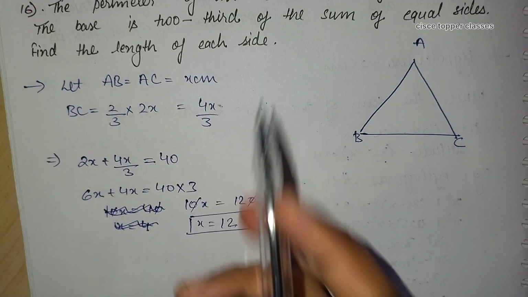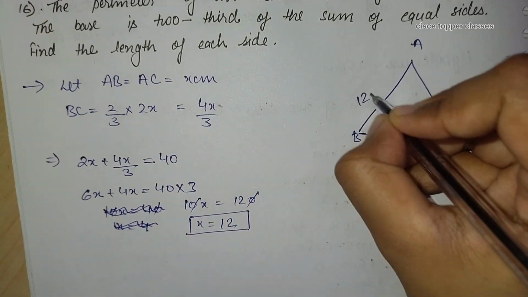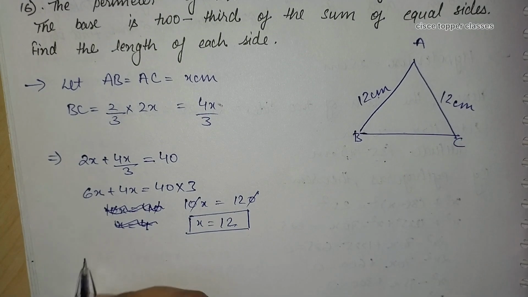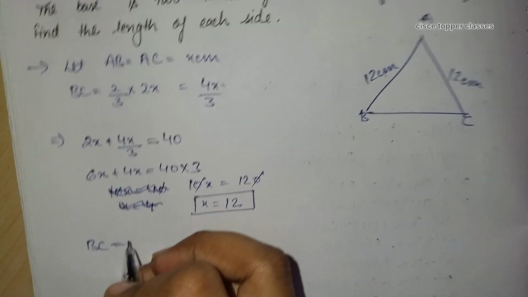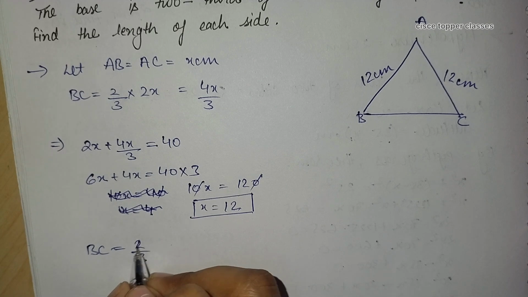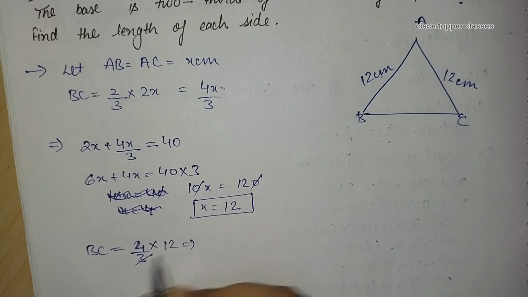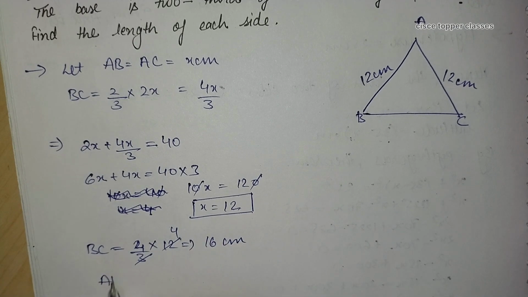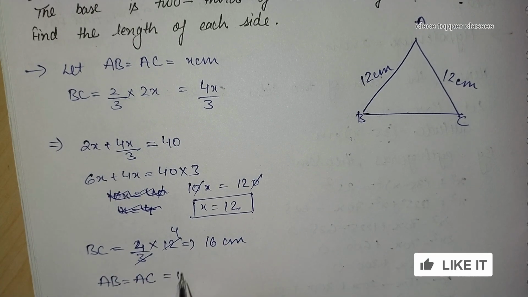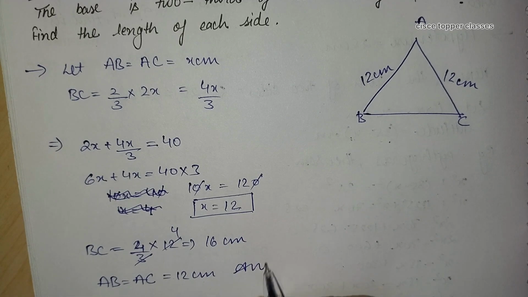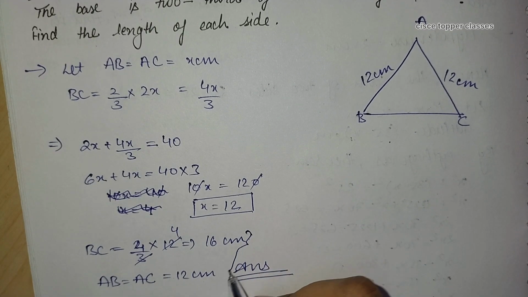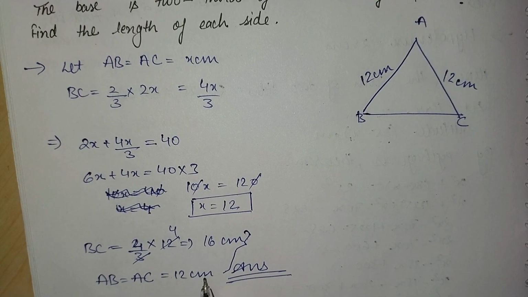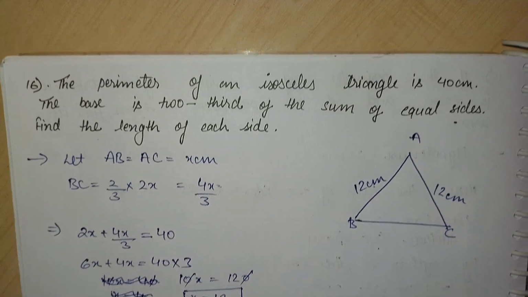Here we have to find the length of each side. So here the equal sides are 12 centimeter. AB is equal to AC, so this is 12 centimeter, and here we have to find the value of BC. So this is 4 by 3 into 12. This will be cancelled out and it will be 16 centimeter from here. And AB is equal to AC, which is equal to 12 centimeter. So these are the final answers: BC is equal to 16 centimeter and AB is equal to AC, which is 12 centimeter. So this is the final solution of this question.